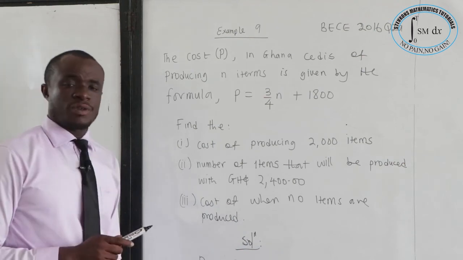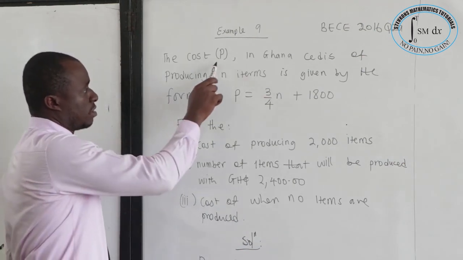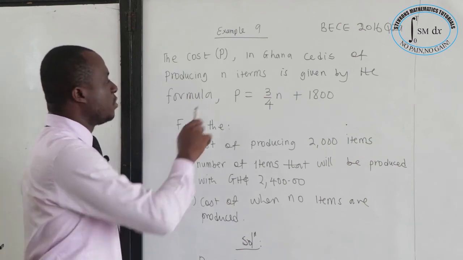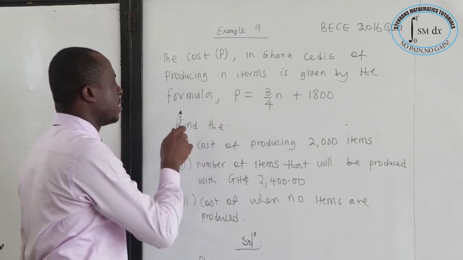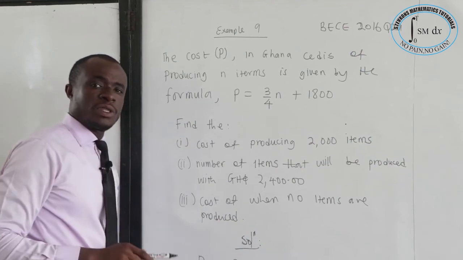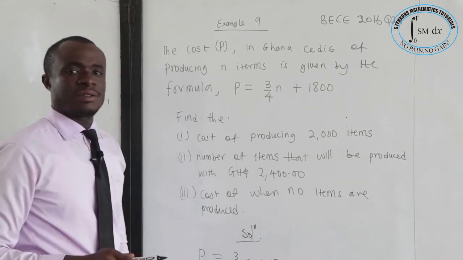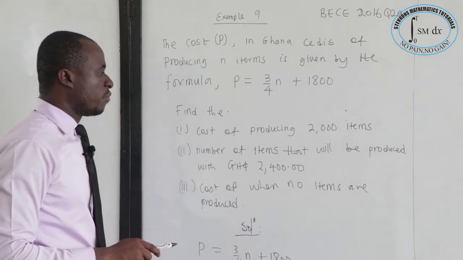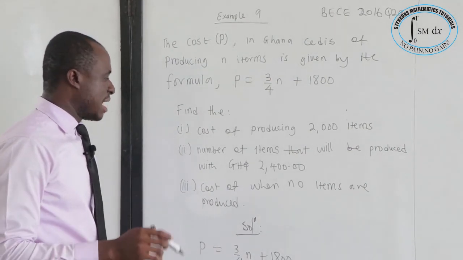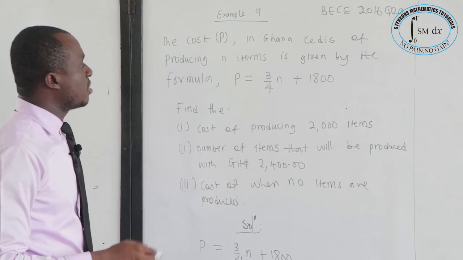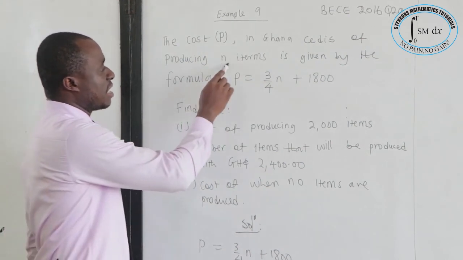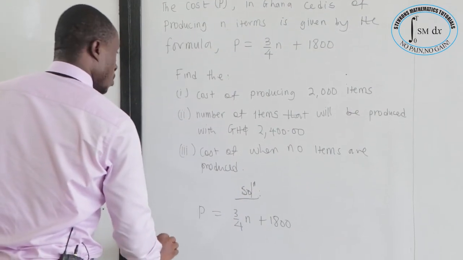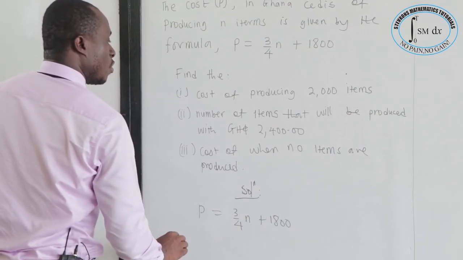BECE 2016 question 2A. The cost, represented by P in Ghana cedis, of producing N items is given by the formula P equals 3 over 4N plus 1,800. The first one says you find the cost of producing 2,000 items. Now, what is the number of items? It says N items. So the first one, we want to find the cost, we want to find P.